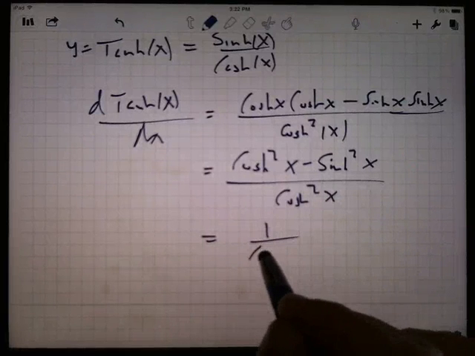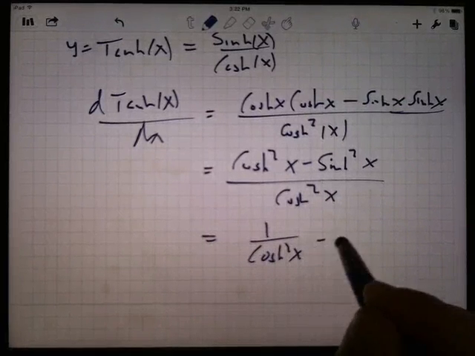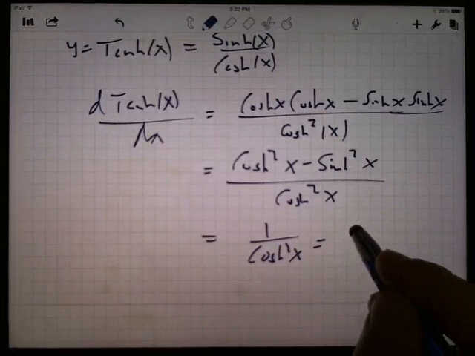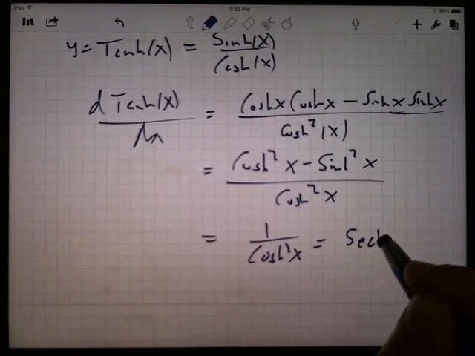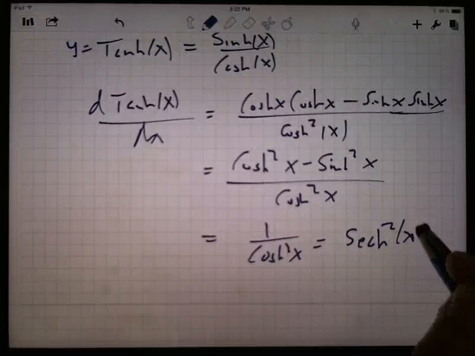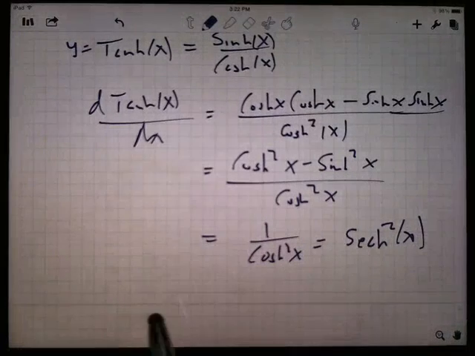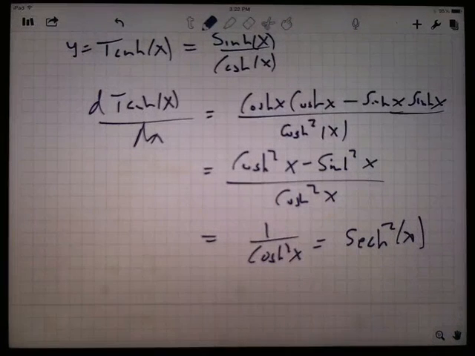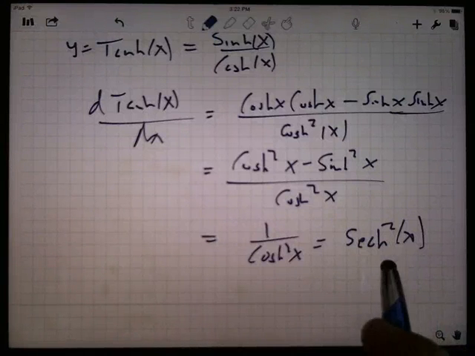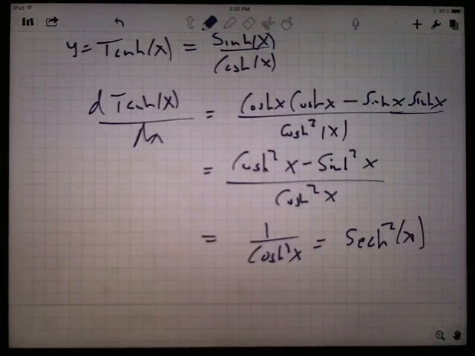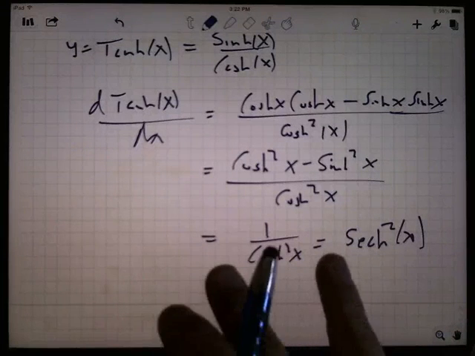So this is 1 over cosh squared x, which is the hyperbolic secant squared of x. So the derivative of the hyperbolic tangent is the hyperbolic secant squared. That's very similar to your regular trig functions. Just hyperbolic trig functions now. What time do we have? Lots of time. So let's keep going.